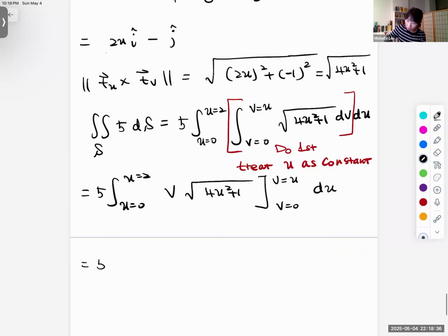Now we have 5v. We keep the constant for the square root of 4u squared plus 1. V equals u, so we have u, and then I need to integrate u from 0 to 2, du.